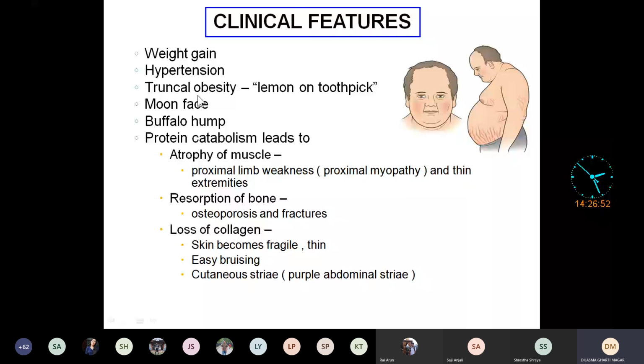So in the trunk there will be obesity, but the limbs will be thinned out. So that's why their body will look like a lemon on toothpick. When you put toothpicks into a lemon from four sides, the central area is elevated and looks fat, and the toothpicks look thin, isn't it?